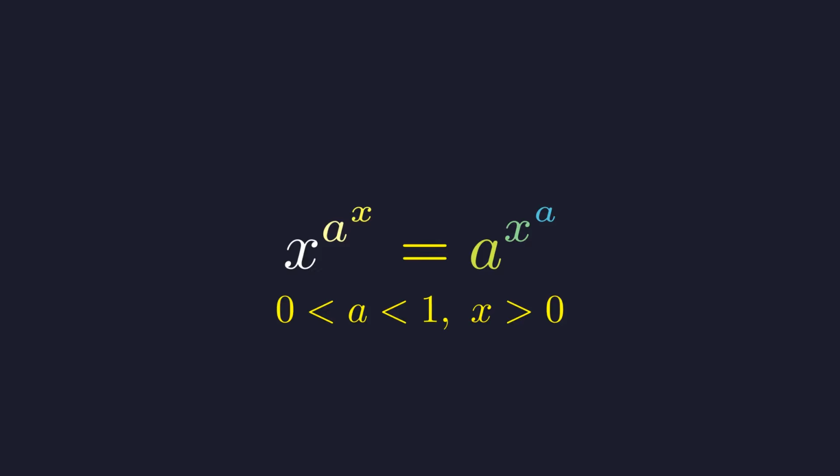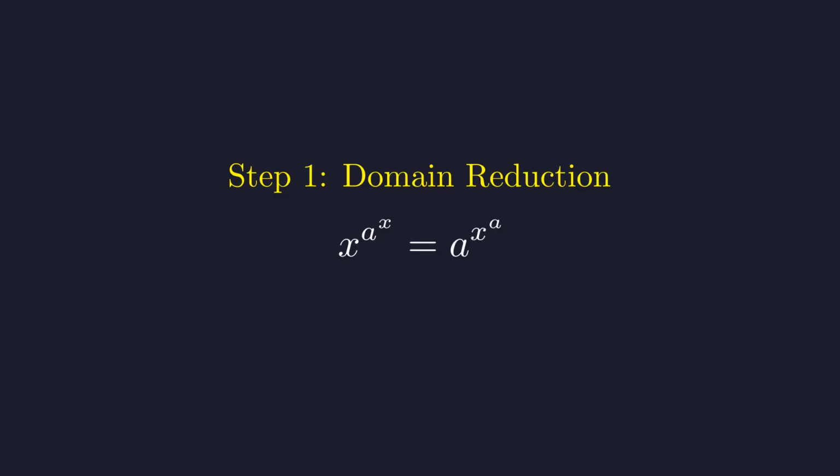On one side, we have x raised to this nested power, and on the other side, the roles are completely flipped. Now, before we dive into the heavy lifting, there's a clever observation we can make that will dramatically simplify our search space. Let's think about where solutions could possibly live. Here's the key observation. The left side of our transformed equation is an increasing function of x, while the right side is decreasing. This means they can intersect at most once.